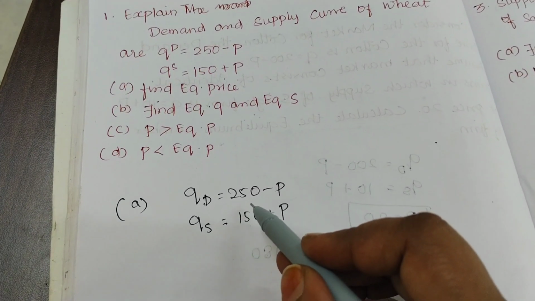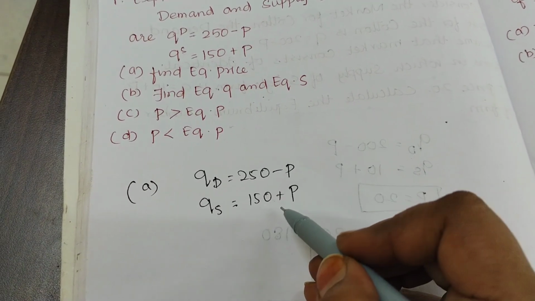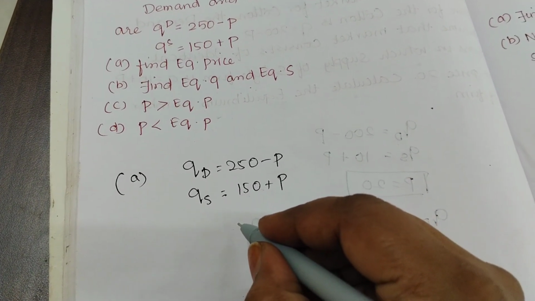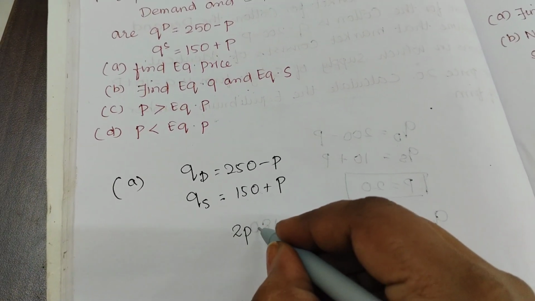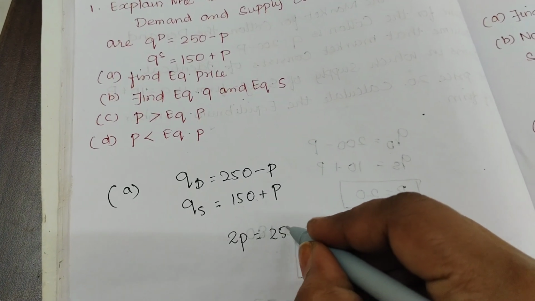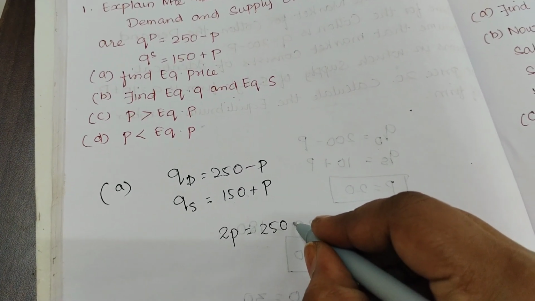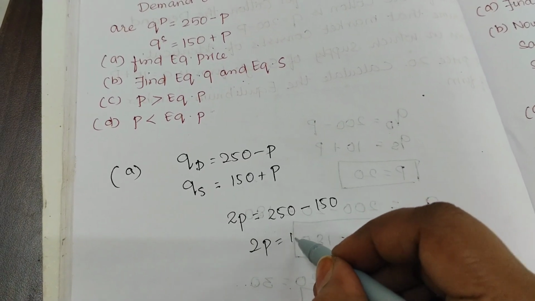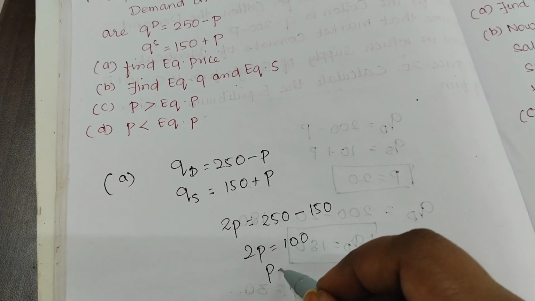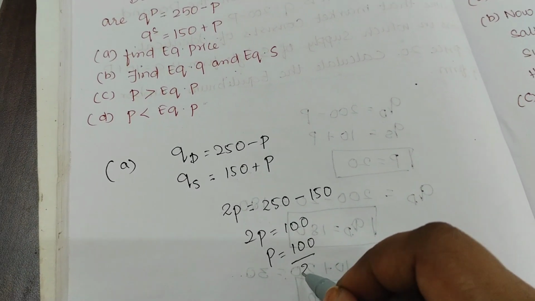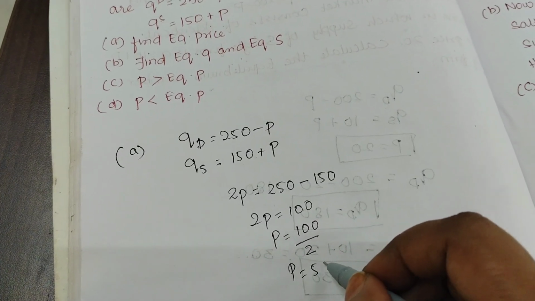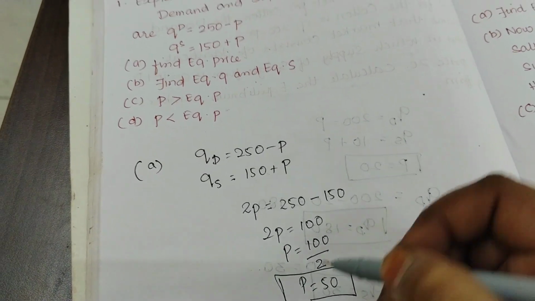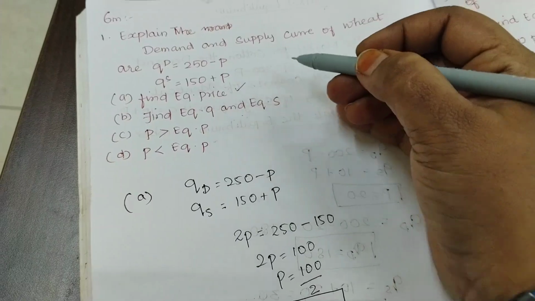So QD = 250 - P, QS = 150 + P. So we have 2P = 250 - 150. So 2P = 100, P = 100 divided by 2, P = 50. So the equilibrium price we have calculated.